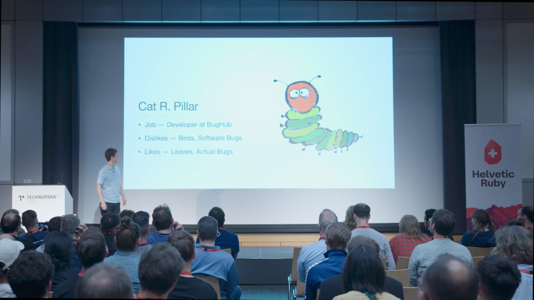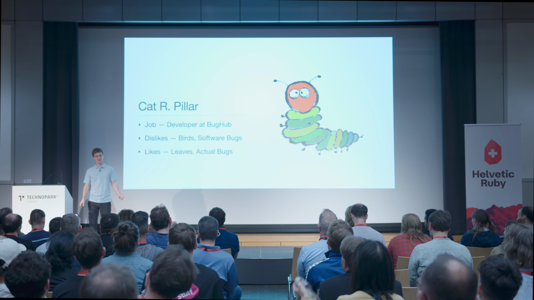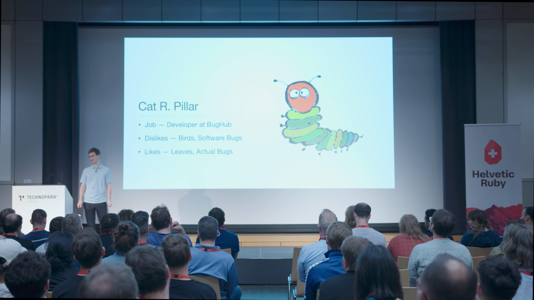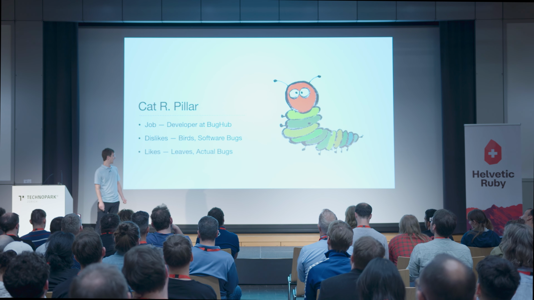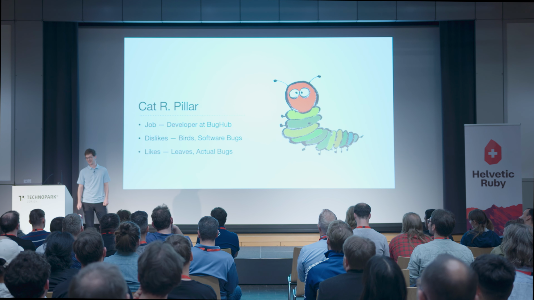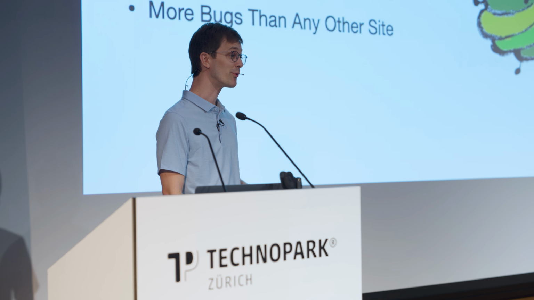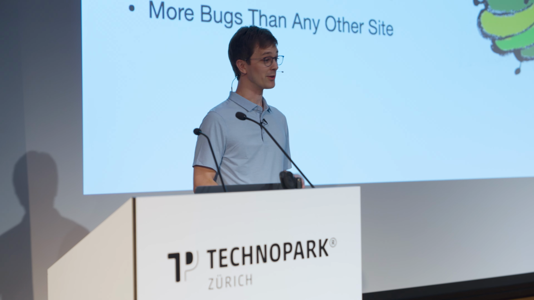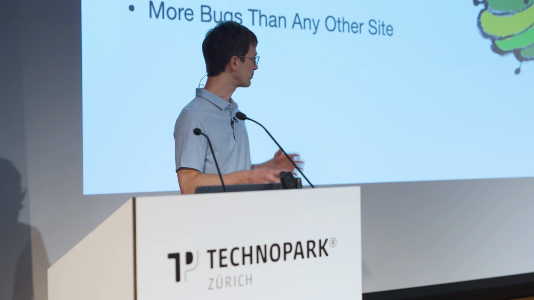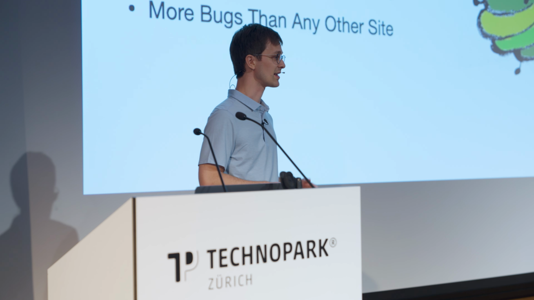There we go. So I'm going to talk to you today about Cat. Cat is a software developer working on a large Ruby on Rails application at BugHub. And Cat's had a bit of a stressful week. BugHub is an online community of bugs. And Cat has spent the past week shipping a highly successful new product within BugHub. But along the way, Cat has had to deal with a whole bunch of problems: data consistency bugs, slowness, at one point even site-wide failure.